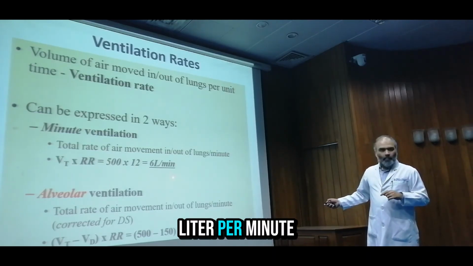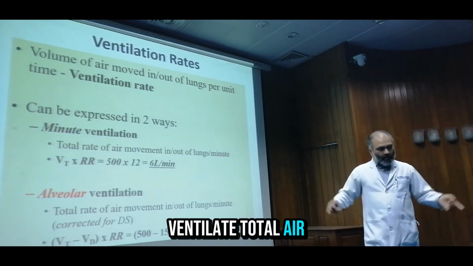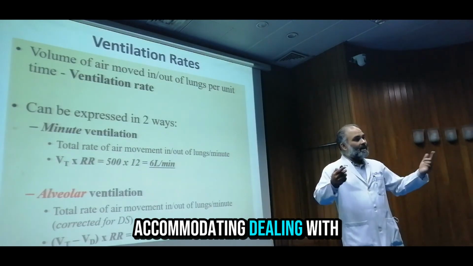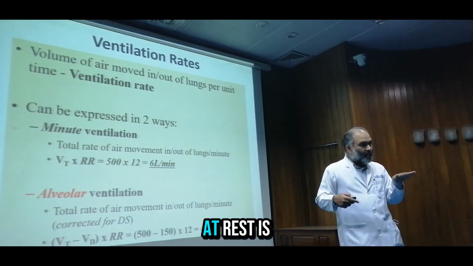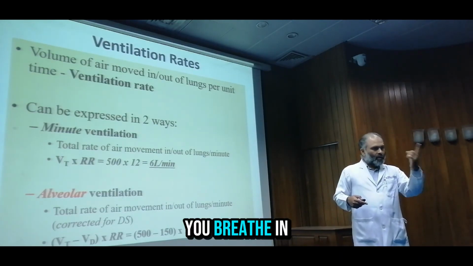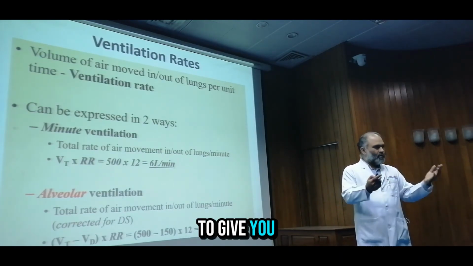So 6 liters per minute, please remember, is the total air per minute that the lungs are dealing with at rest. At rest is very important. So 6 liters of air you breathe in and out per minute, to give you some context.